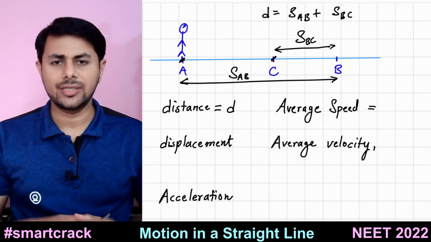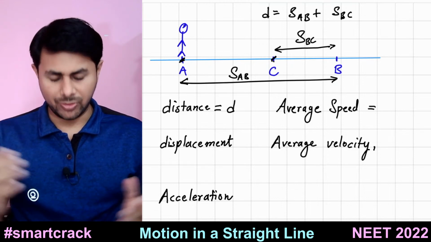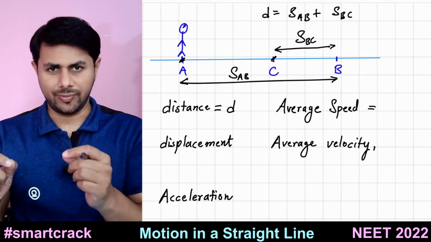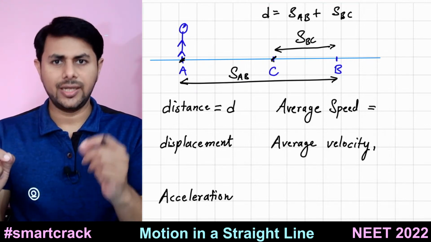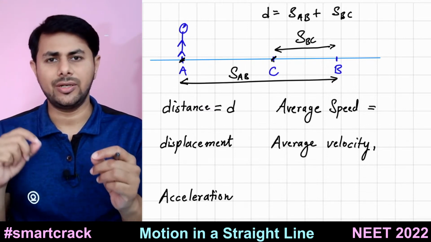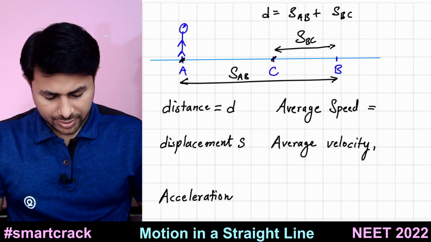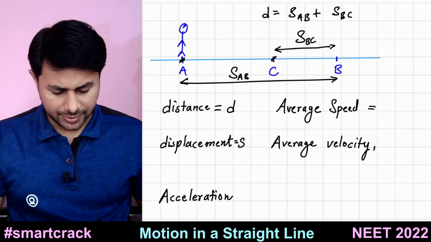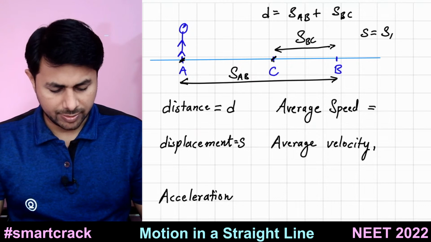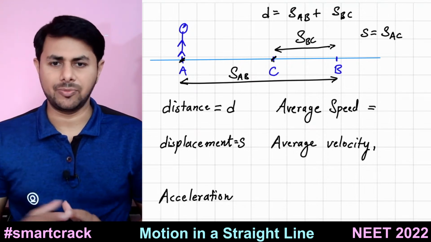After that, what is the displacement? Displacement is the shortest distance between the start point and end point of the motion. For this motion, I am going from A to B and then from B to C. So the start point is A, the end point is C, and the distance between them is the distance between A and C. I will denote displacement by letter S. So S is equal to the distance between the start point, which is A, and the end point, which is C.